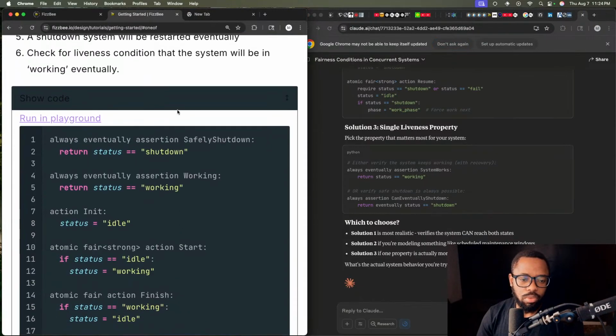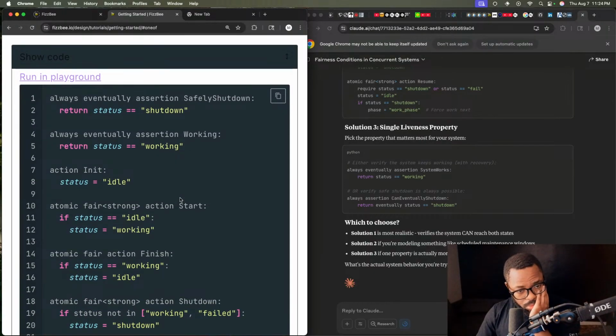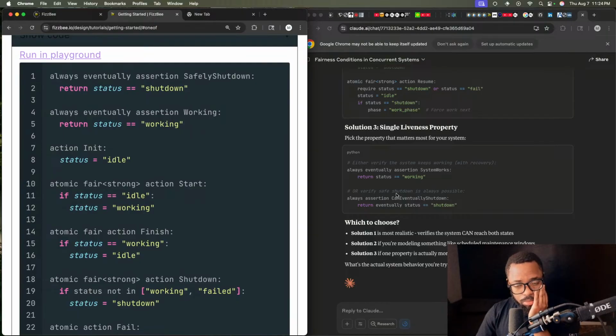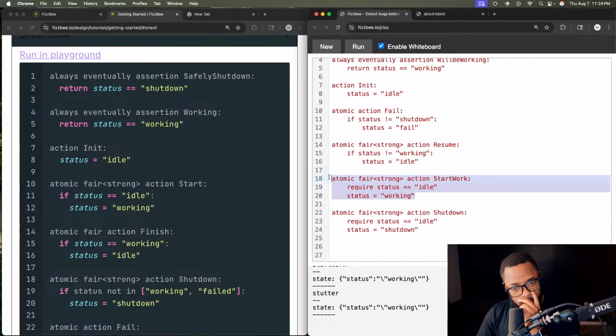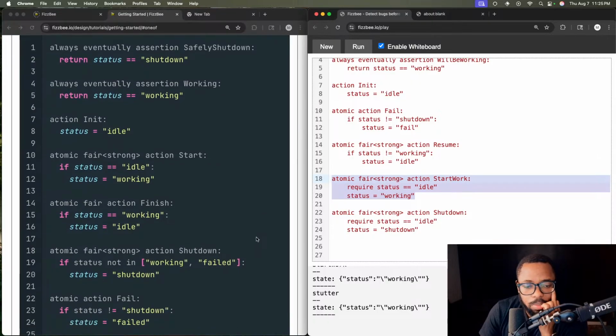Okay, let's see. So start: you start work from idle to working. This is basically the same as this, right? Finish: if working, go to idle. Oh, wait, is that what I'm missing?